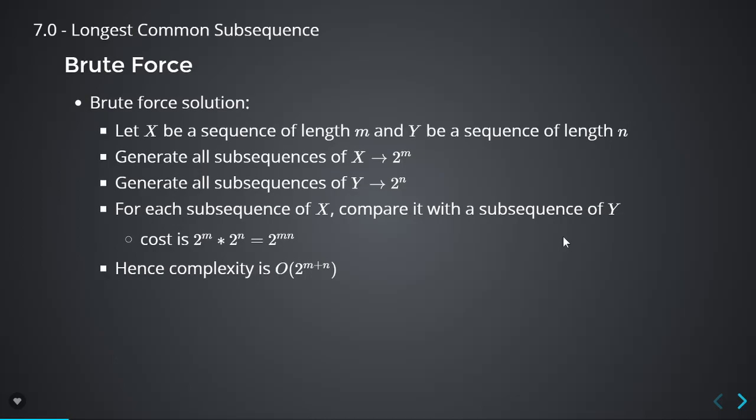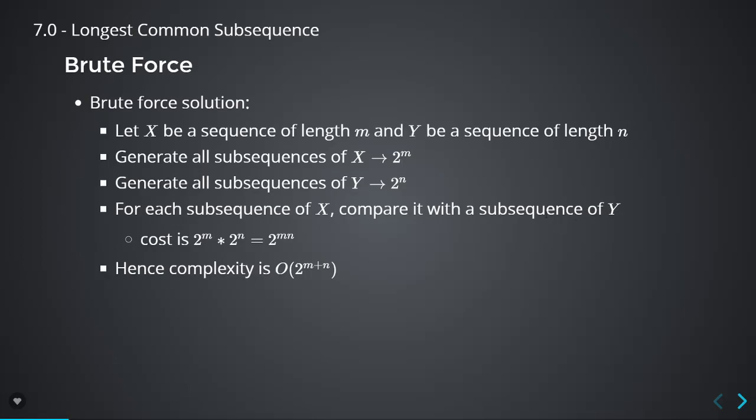Because sometimes it's not that easy to work out the brute force method. But this one should be pretty simple. You have two sequences, x and y, of length m and n, respectively. So you just generate all subsequences of x, and then you generate all subsequences of y. That's 2 to the m and 2 to the n combinations. So you have to compare every single subsequence of x with every single subsequence of y. And complexity is going to be 2 to the power of m plus n. Great. Exponential complexity, surely we can do better.